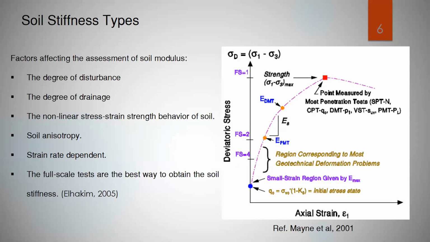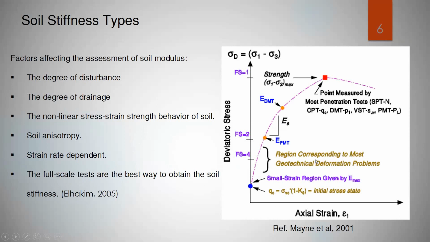However, the assessment of the appropriate modulus value has a major difficulty because there are factors affecting the assessment of soil modulus, like degree of disturbance, degree of drainage, nonlinear stress-strain behavior of soil, anisotropy, and strain rate dependence. So the modulus magnitude is not a unique value. So the full-scale tests are the best way to obtain the soil stiffness.